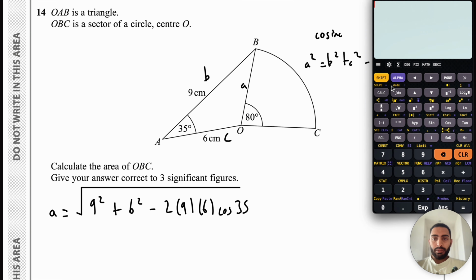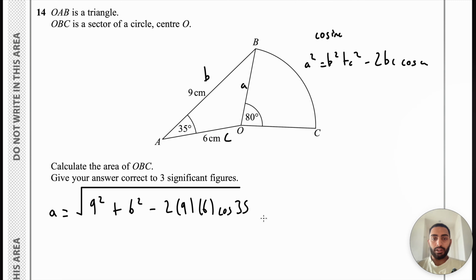I'm going to type all of this in, so I'll do 9 squared plus 6 squared, minus 2 multiplied by 9, multiplied by 6, multiplied by cos of 35. Just need to find the square root of that. So square root of my answer is 5.3415. Now that I know this side is 5.3415, it's also telling me that this is the radius of this sector of the circle.